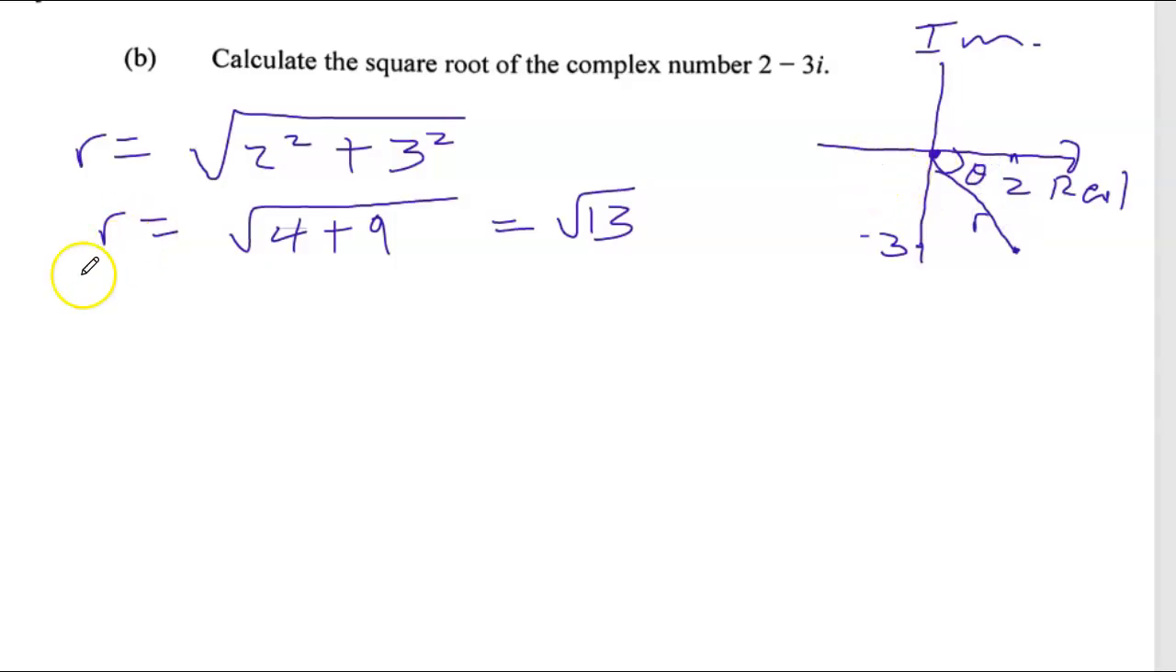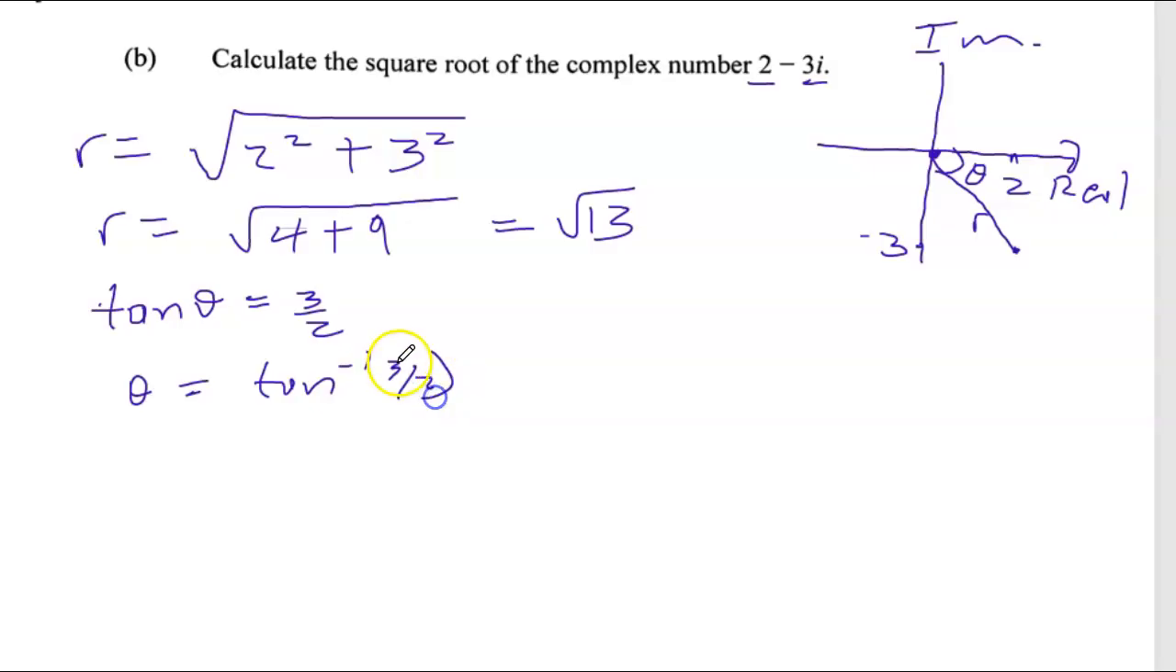So we can use the tan ratio. Tan theta is always the imaginary coefficient over the real. So in this case it's 3 over 2, which means theta is tan inverse 3 over 2. That's 56.31 degrees if I'm using 2 decimal places.